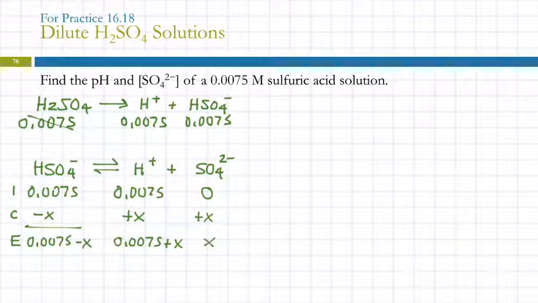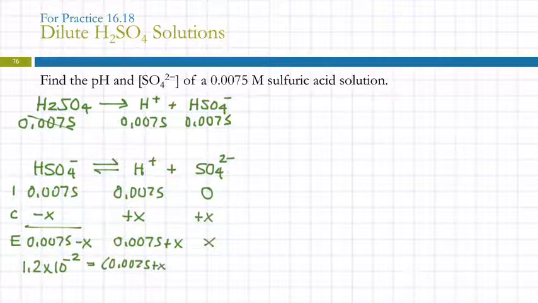So that's where we got our starting numbers. And then down here, we're doing our regular ice table thing. Can somebody look up the Ka for 4.2? 1.2 times 10 to the minus 2. Thank you. So that's Ka2 for sulfuric acid. That's the Ka for removing the second hydrogen ion. So that's going to be equal to 0.0075 plus X times X divided by 0.0075 minus X.